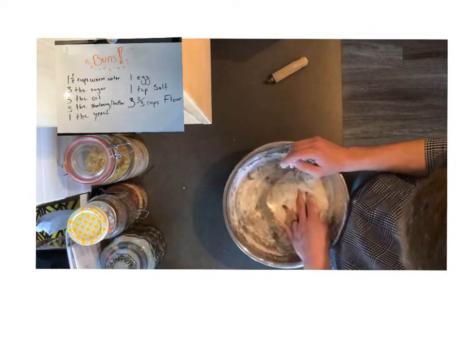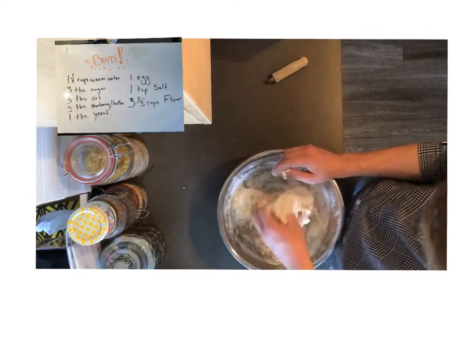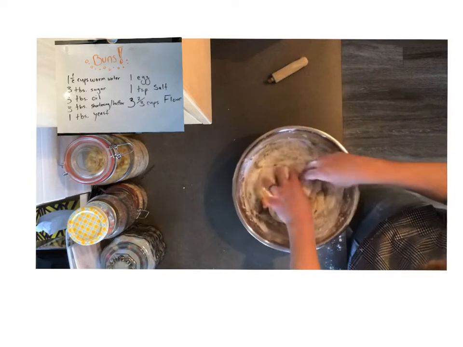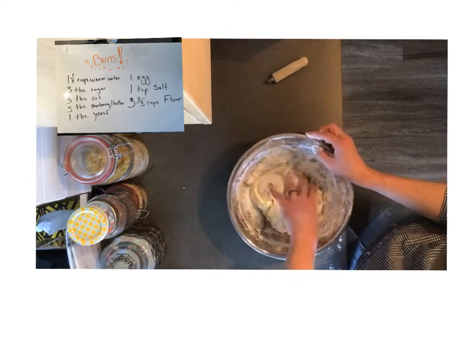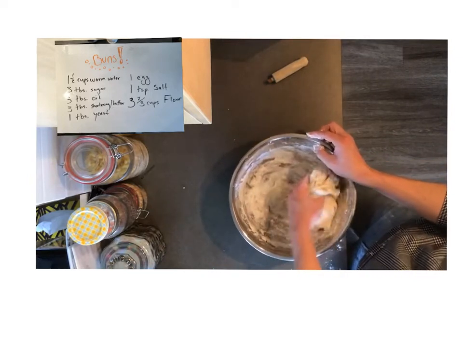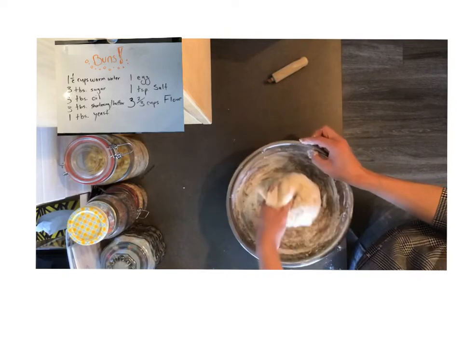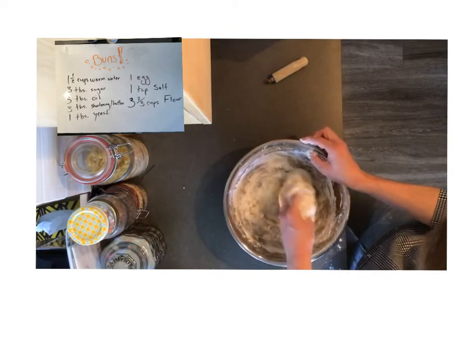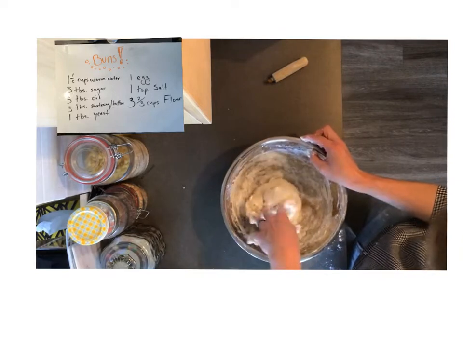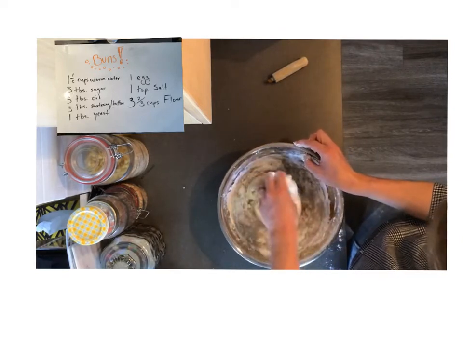So there we go. I've added in a little bit more flour, so hopefully it'll start making that nice ball. Look at that, good consistency in the middle. It's getting to be one big ball. It's sticking together, staying in the middle of the bowl.